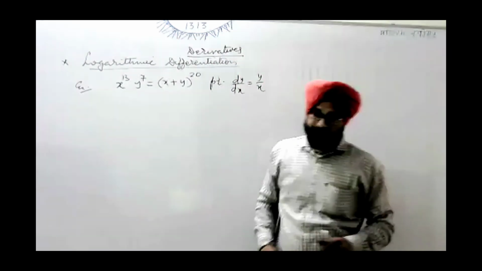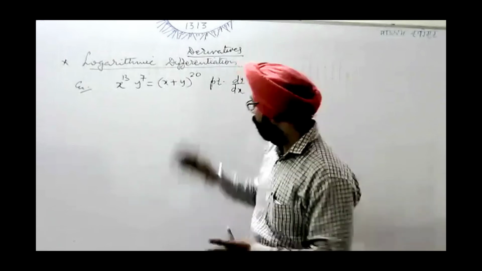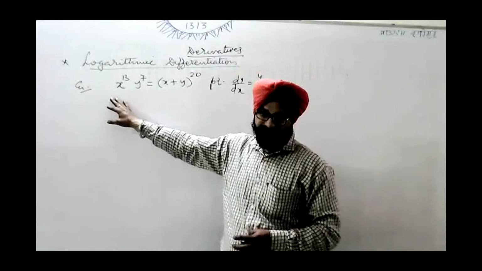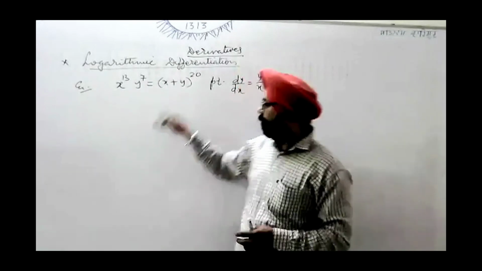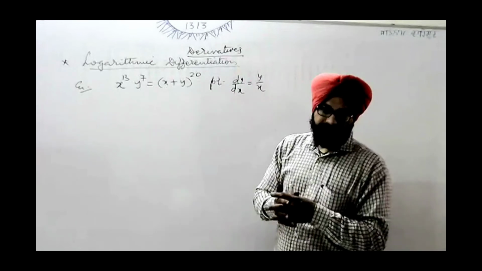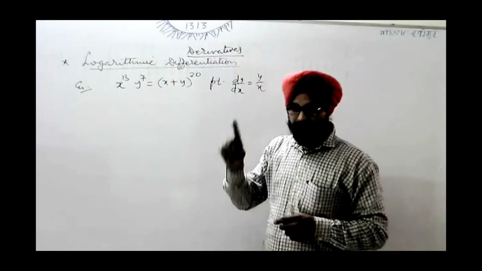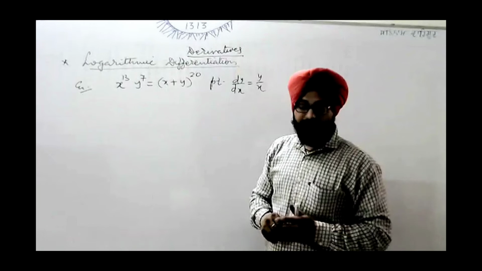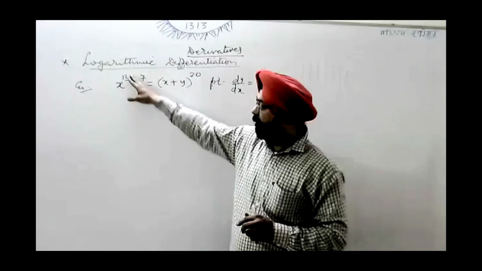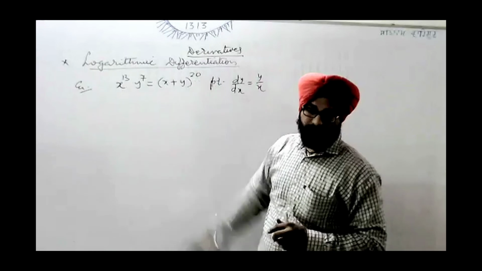When we started with logarithmic differentiation, I said sometimes it's an option, other times it's a compulsion. In this case, we are given a relation in x and y. You can see a big problem: x plus y raised to the power 20. If I try to expand it like a plus b whole square, it is a big one. But be careful. Check: x to the power 13, y to the power 7 equals x plus y raised to the power 20.